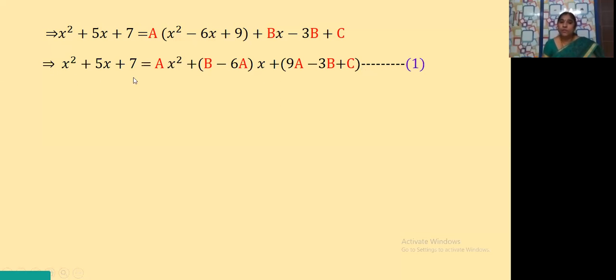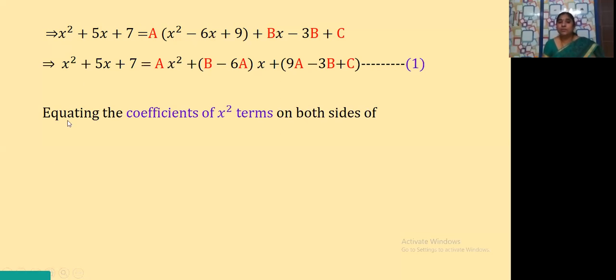Now if you observe here, the terms on both sides are similar. So let us try to equate the like terms, that is, equate the coefficients of x square. Equating the coefficients of x square terms on both sides, for equation number 1.